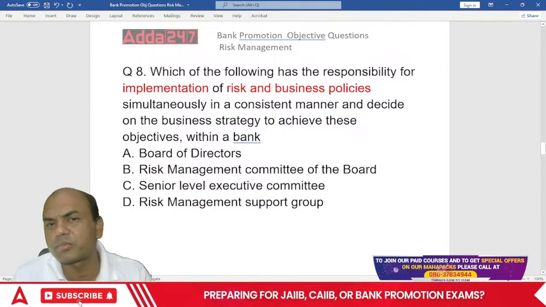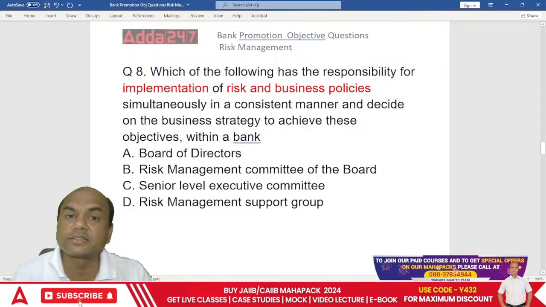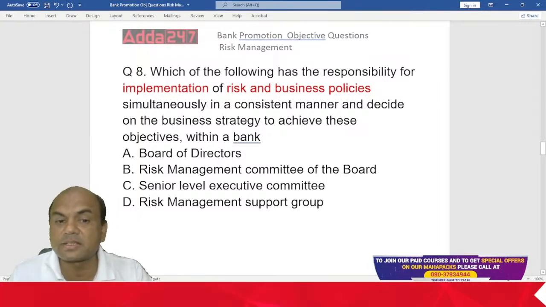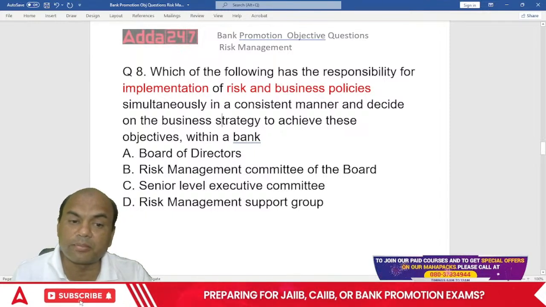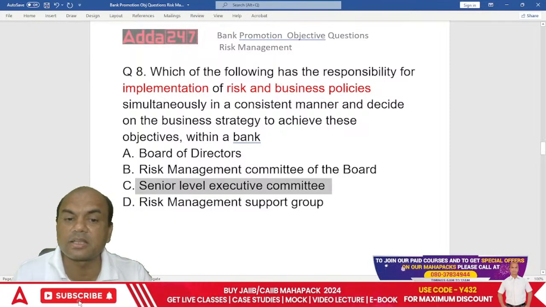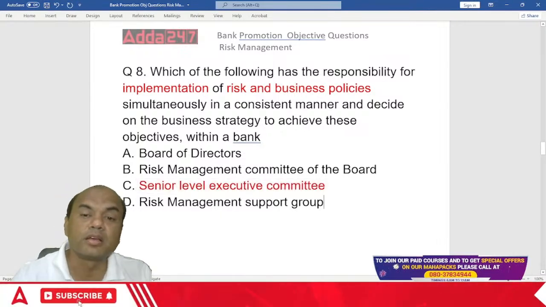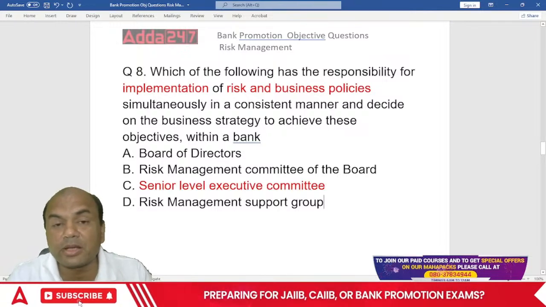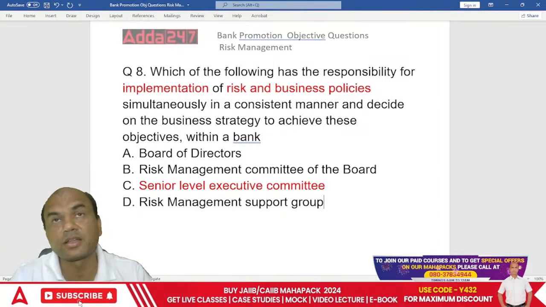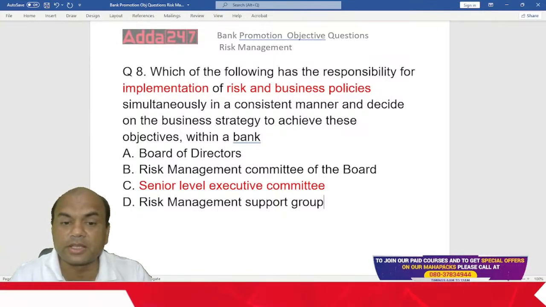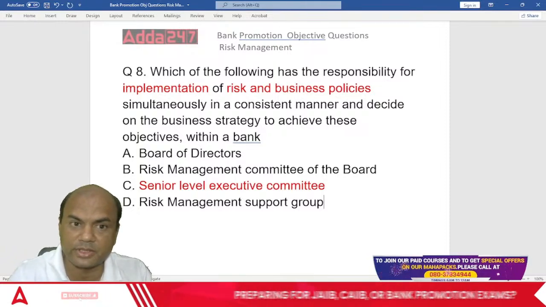Implementation is not the part of the board of directors. The board of directors will only think and decide on the policies. The implementation part is not A, not B. This is a part of C, the Senior Level Executive Committee. This committee will see how to implement the policies given by the board of directors. Very important, isn't it? So the main job of the Senior Level Executive Committee is to implement the policies. Okay, got it? Next one.